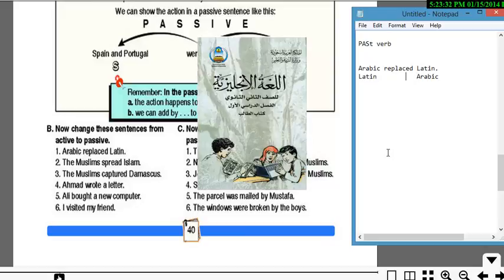What else is going to change? The verb. I'm going to add a past form of was or were, and then just put the verb on. Okay, let me just try to show you that.